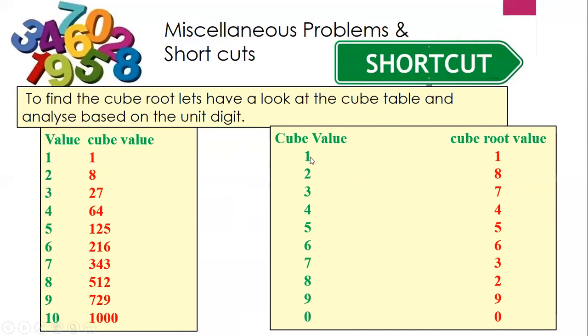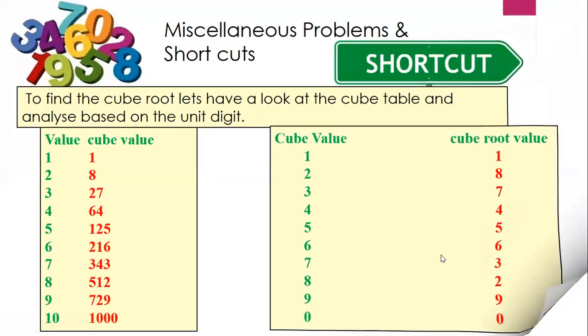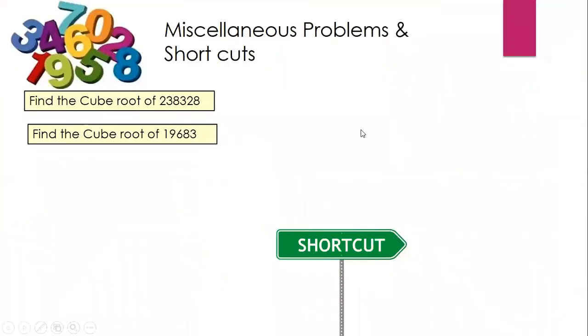Okay. So see, if it is ending with 1, cube root value will also be 1. When it is ending with 2, I'll get 8. When it is ending with 8, cube root value will be 2. When it is ending with 3, my cube root value will be 7. When it is ending with 7, my cube root value will be 3. For 4, it will be 4. For 5, it will be 5. And 6, it will be 6. And 9, it will be 9. No change in it.